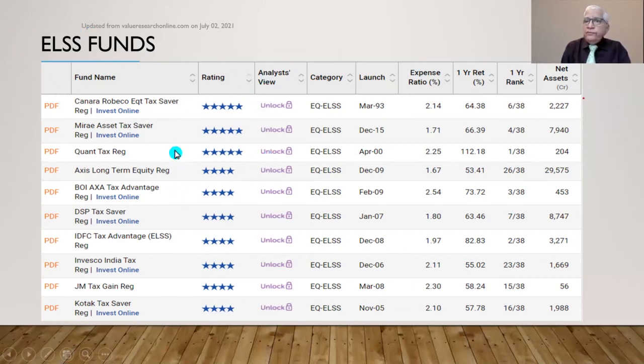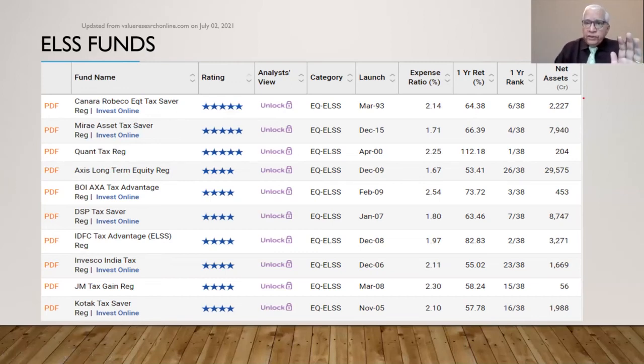And in ELSS funds, 3 funds have been rated as 5-star. So these are your funds. Okay. Out of this, I would prefer the first two, Canara Robeco Equity Tax Saver and Mirae Asset Tax Saver. The reason being their asset size is quite large: 2,227 crore and 7,940 crore is the asset size as of a recent date. The Quant Tax has been an outperformer, but its asset base is 204 crore rupees. So the flexibility which is available with these funds may not be available with this fund. So I would recommend these two to you and not this, though it is rated as 5-star. But you have your own choice.